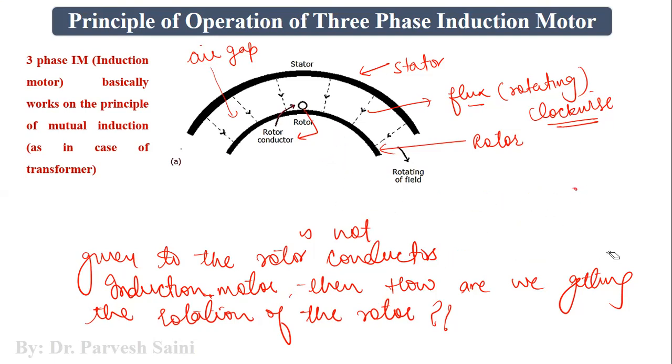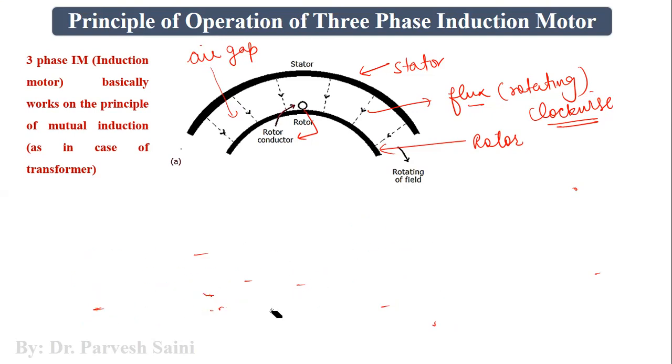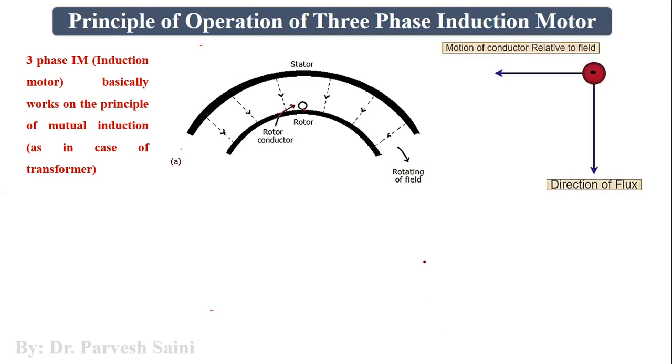this conductor is stationary initially, and the answer is that when this rotating magnetic field cuts the conductor, because this conductor is connected back to back with another conductor which is its counterpart, as per Faraday's law of electromagnetic induction we have an EMF induced in this conductor. Because this conductor is connected to another conductor and we have a closed path here, current will start flowing. So let us understand this.